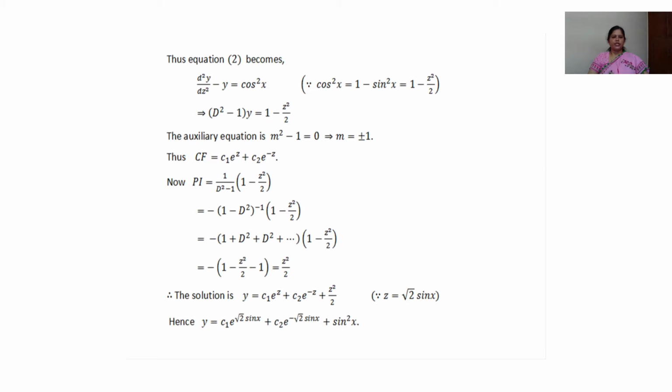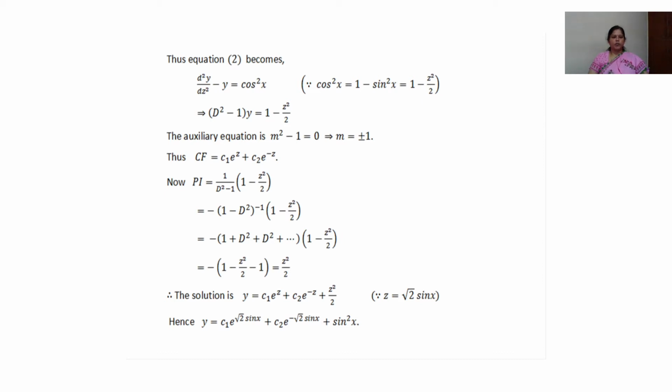PI is equal to 1 by f of D into f of x. So here f of D is D squared minus 1 and f of x is 1 minus z squared by 2. So this is the third type of particular integral. That means we have a polynomial function in terms of z. Whenever polynomial or algebraic functions are there, we have to go for binomial expansion. With the binomial expansion only we can simplify this. Either we have to get the 1 plus x whole to the power minus 1 formula or the 1 minus x whole to the power minus 1 formula.